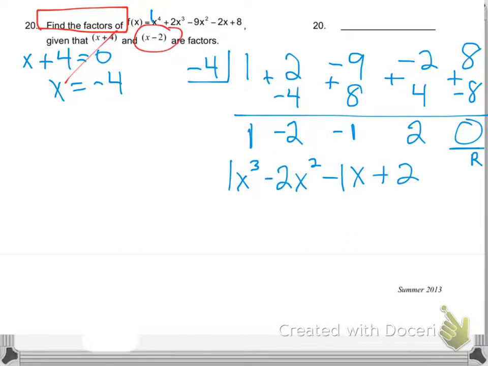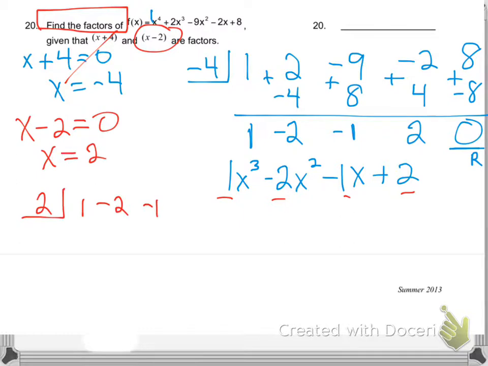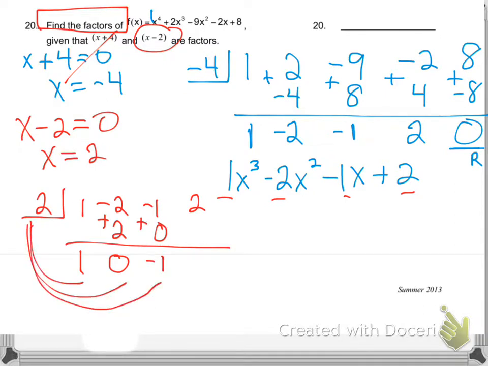Now let's look here. I take this x minus 2 and I set it equal to 0. And it's telling me to use 2 in synthetic division. And I'm going to use these coefficients now. So 1, -2, -1, 2. Same process, bring it down. 2 times 1 is 2. Add them, I get 0. 2 times 0 is 0. Add them, I get -1. Remember, all I'm doing is multiplying. 2 times -1 is -2. And when I add them, I get 0.